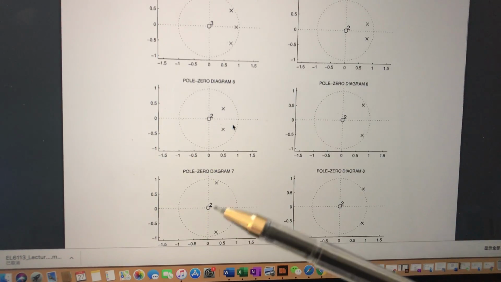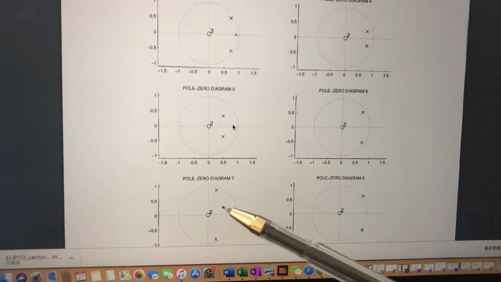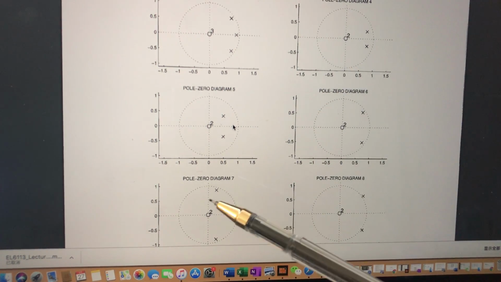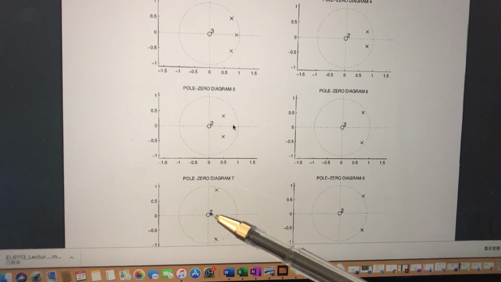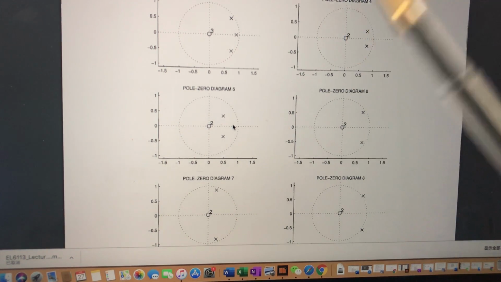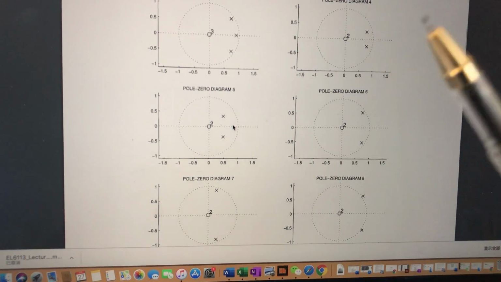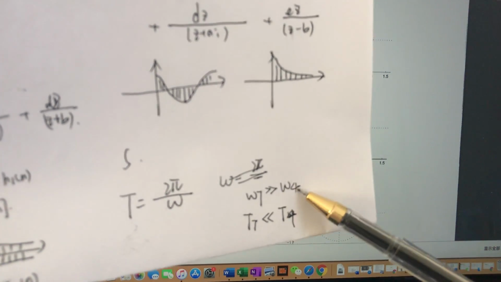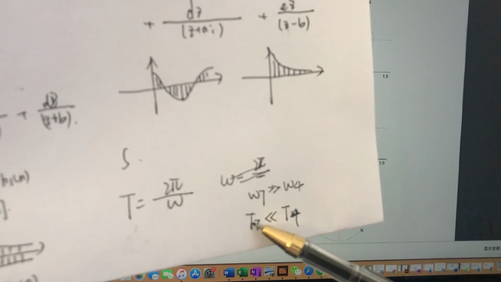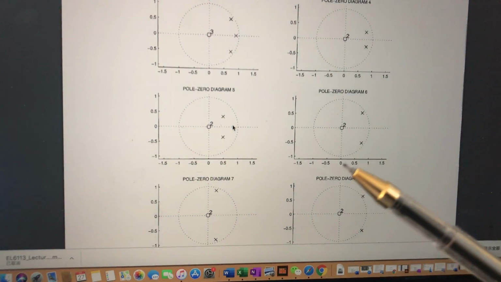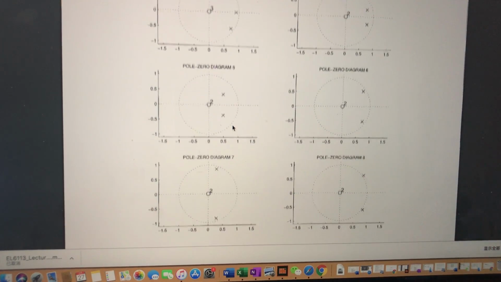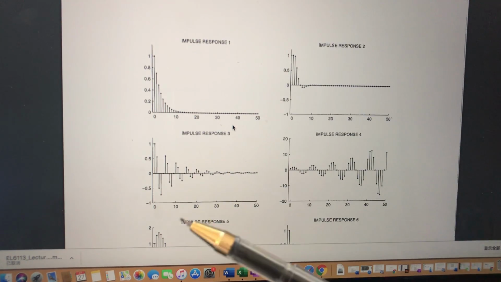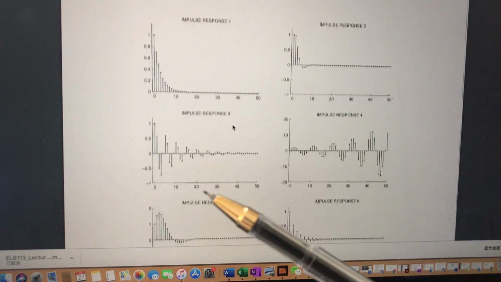So now let's look at diagram 7 and 4 together, because the biggest difference between those two diagrams is that the frequency, the angle of this one, is much bigger than that. So the frequency of diagram 7 is much bigger than that in diagram 4, but the period in diagram 7 is much smaller than that in diagram 4. So only diagram 3 and 5 are left.